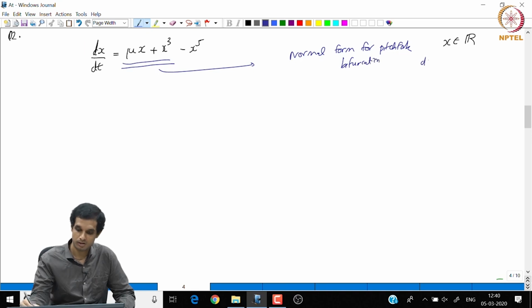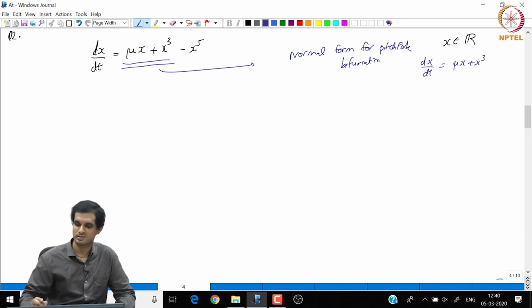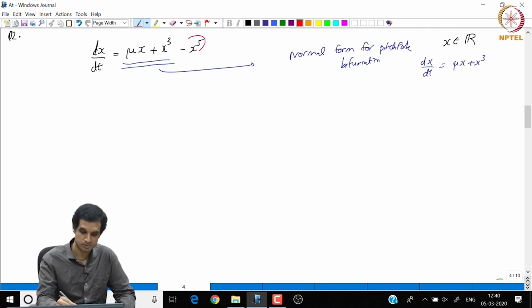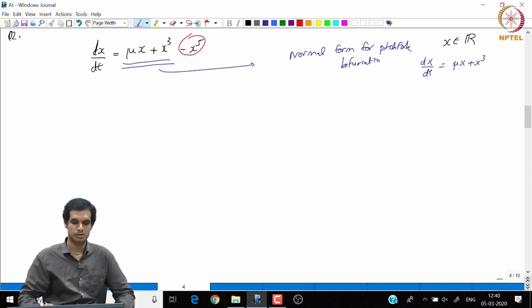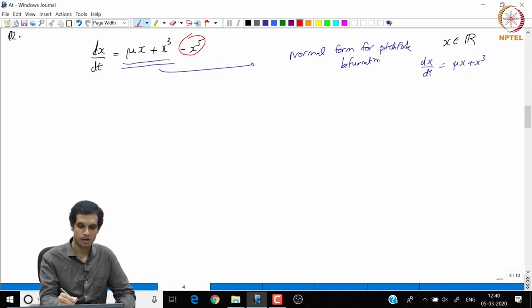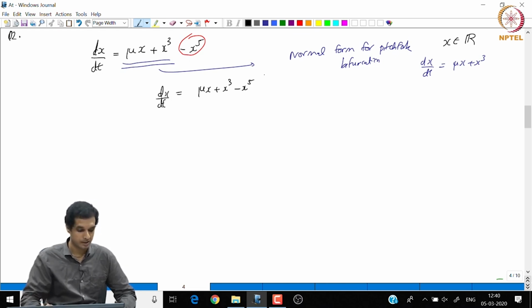The normal form for a pitchfork bifurcation was dx by dt is mu x plus x cube, or minus x cube, does not matter. Now, we add a perturbation to this pitchfork. We have an x power 5 perturbation to the pitchfork. We are now asked to analyze the behavior of this system. So, I will again write the system: dx by dt is equal to mu x plus x cube minus x power 5. Again we have to find the equilibria.